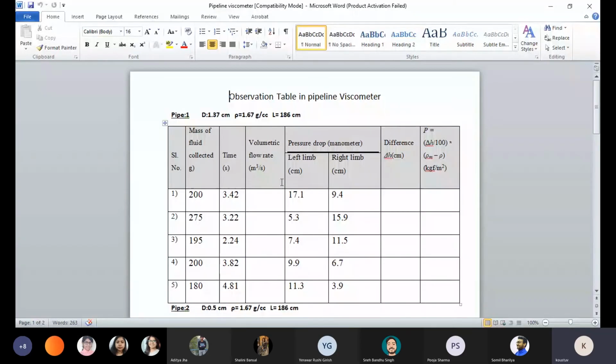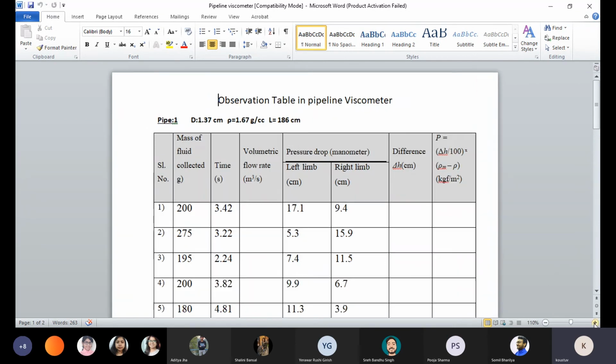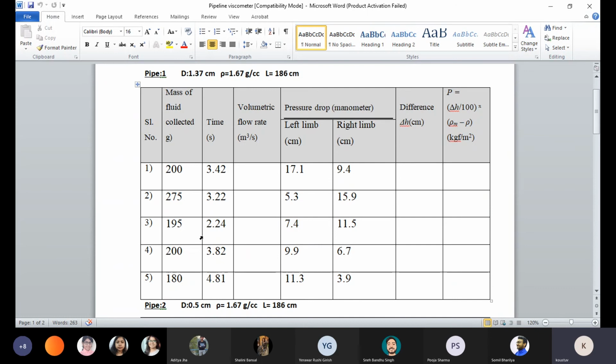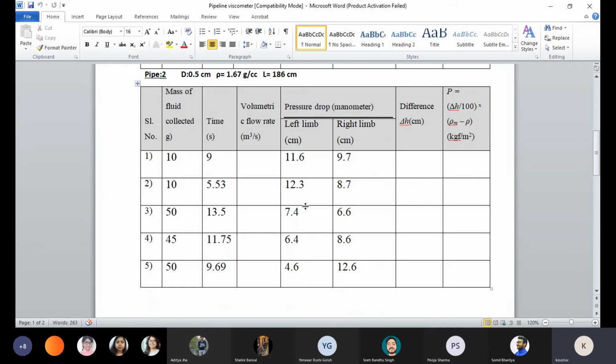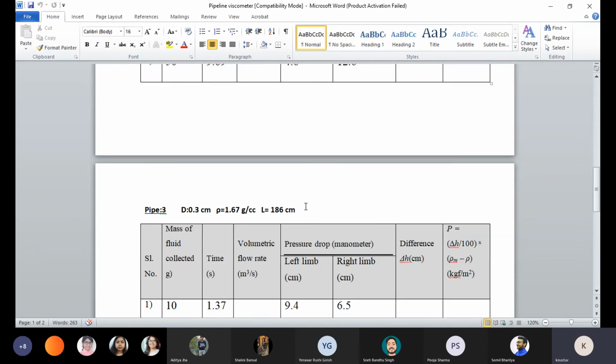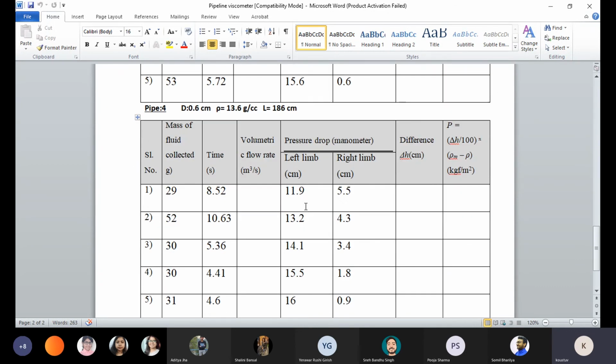Okay, so as you have seen in the image I had shown, there were 4 different pipes. For pipe 1, we had taken 5 different readings. That means 5 different volumetric flow rates and 5 delta P. So from here you will get a mu. Similarly, for pipe 2 also you will get, pipe 3 also, and pipe 4.